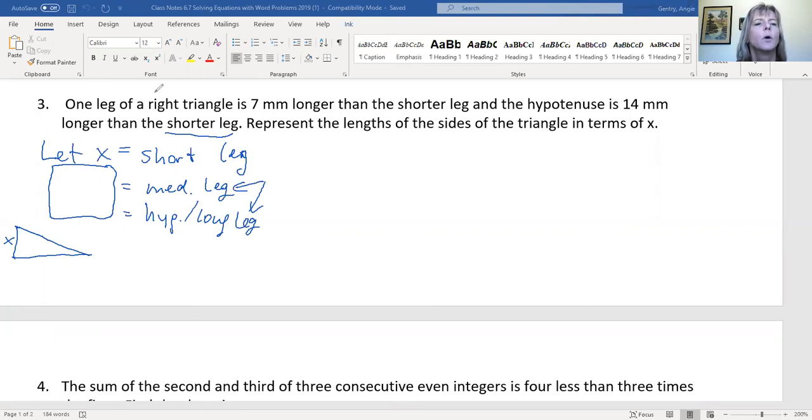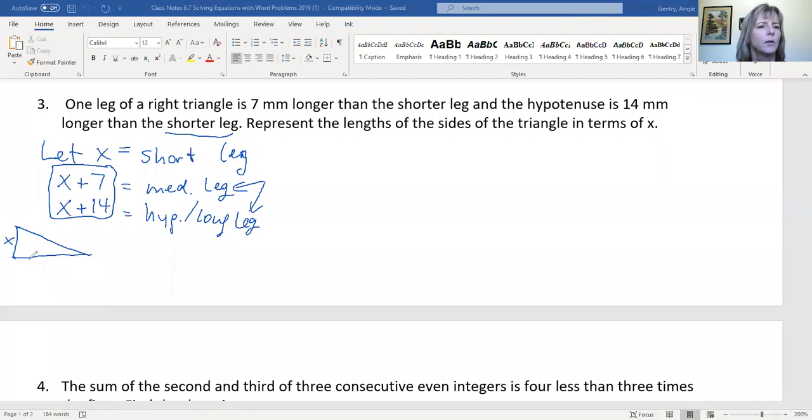So one leg is 7 millimeters longer than the shorter leg. So 7 longer than the shorter leg is x plus 7. And then the hypotenuse is 14 millimeters longer than the shorter leg.